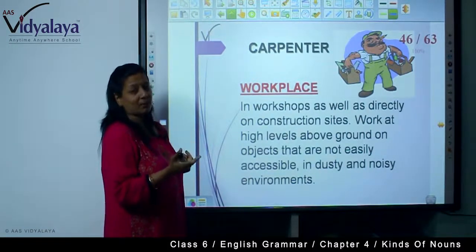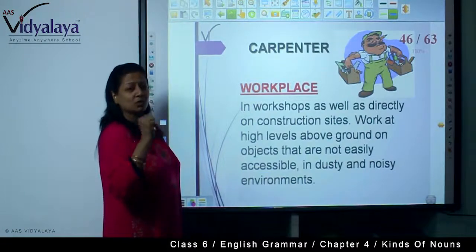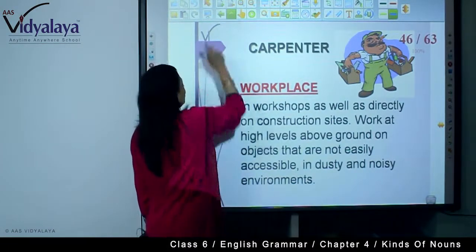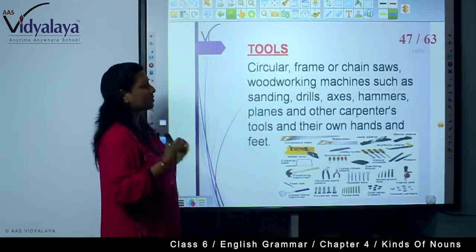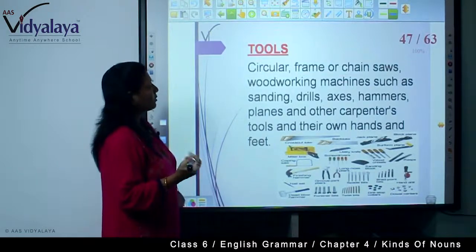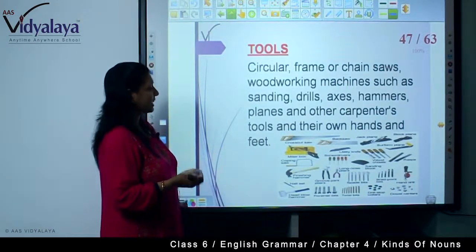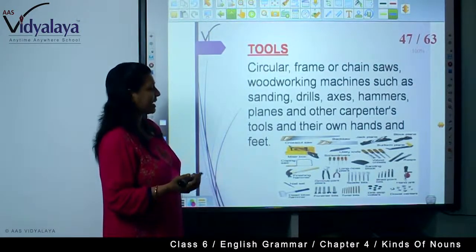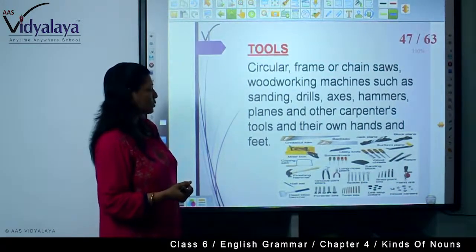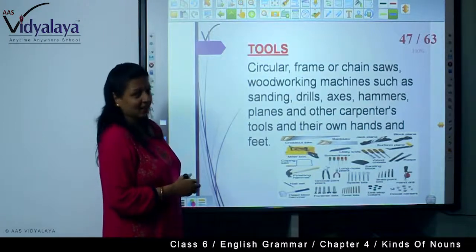So as you know, when carpenters work, there is so much noise of different types of machines they use. What are the tools they have? They have circular, frame or chainsaw. They have woodworking machines such as sanding, drills, axes, hammers, planes, other carpenters' tools, and their own hands and feet.